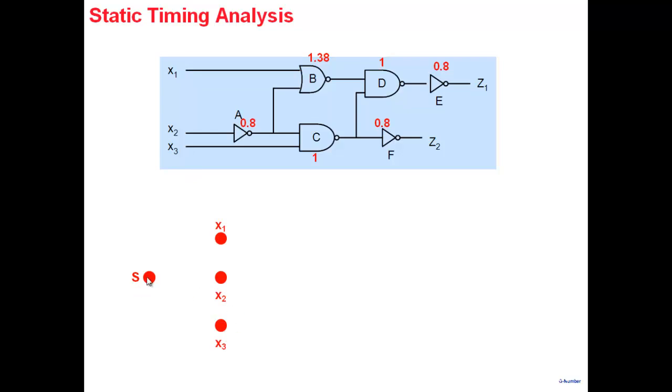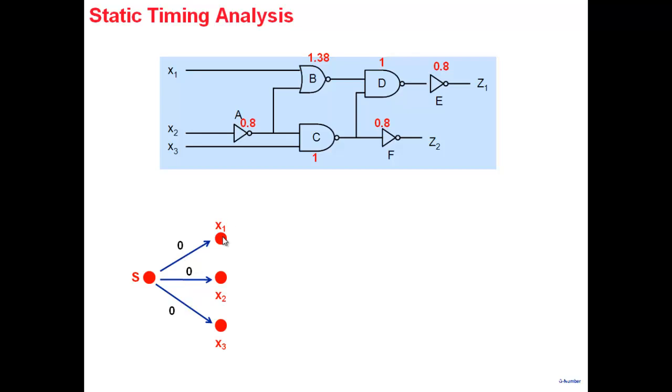And what are the edges from source? This is an artificial dummy node that we have defined. It's not there in the circuit. It's just a starting point. From source to x1, the edges are all with 0 delay because we don't have anything before x1. So we can go from source to x1, source to x2, source to x3, and the weight that I've attached is all zeros.